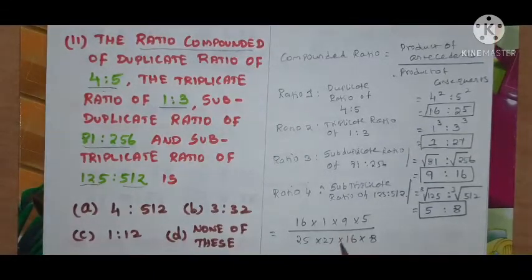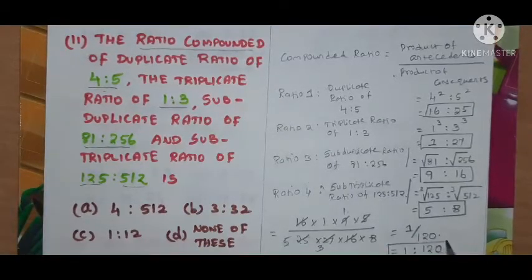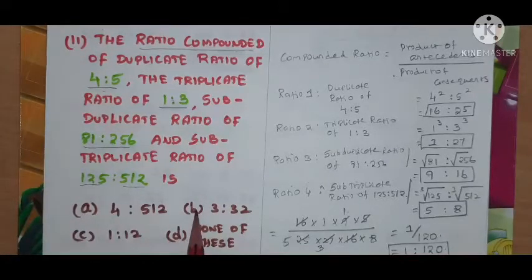So now what are the possible things? 16 and 16 will cancel, and 1 5 is 5, 5 5s are 25, and 1 9 is 9, 3 9s are 27. Hence the value is 1 into 1 is 1 divided by 5 3s are 15, 15 into 8, 8 5s are 40, 40 into 3 is 120. Hence 1 is to 120.